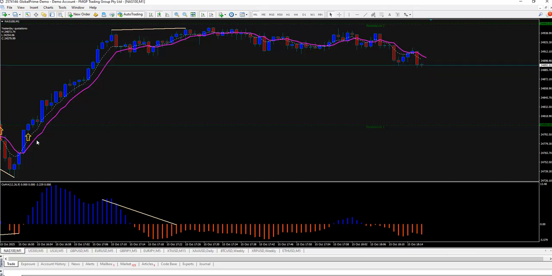Where there's more probability of going in one direction is near the open when all the big boys come in to trade. And that's when you need to trade. You need to trade with the big boys at the right time.